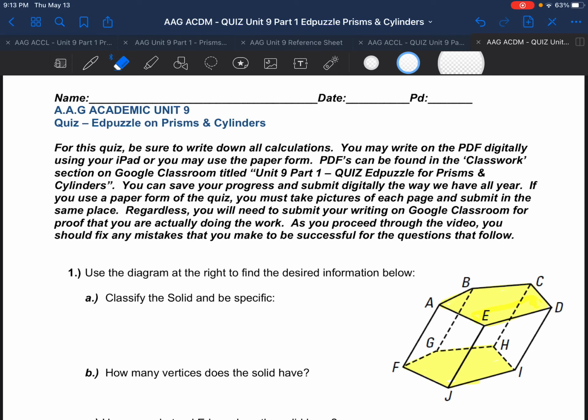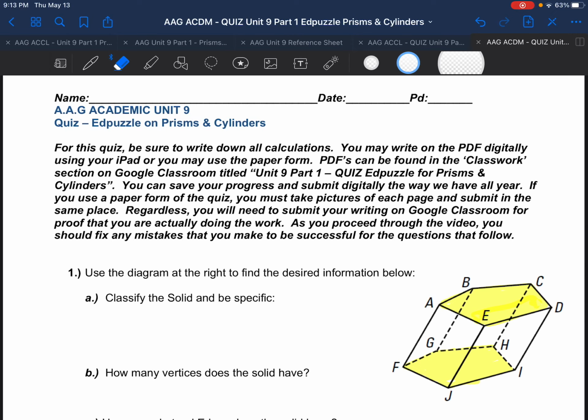PDFs can be found in the classwork section on Google Classroom titled Unit 9 Part 1 Quiz Edpuzzle. You can save your progress and submit it digitally the way we have been doing all year long. However, if you're home and you want to print, you can use a paper form, but you're going to have to take pictures of each page and submit them on Google Classroom. All right, guys? I think you're better off using your iPad. Regardless, you'll need to submit your writing on Google Classroom for proof that you are actually doing the work.